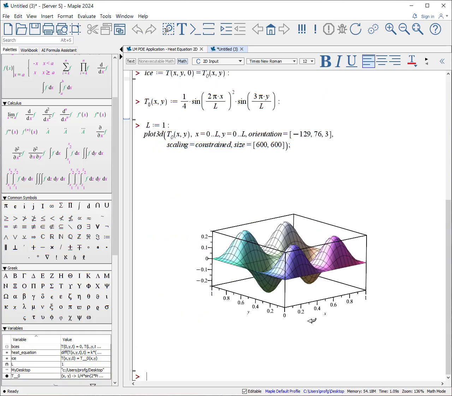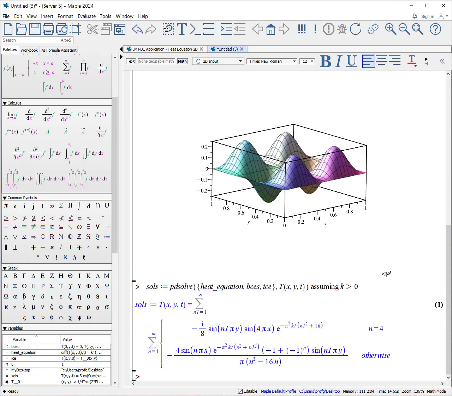What does our system look like? Initially, it looks something like this. Variations above and below the mean temperature. For simplicity of this particular set of solutions, I'm going to keep L equal to 1. And when you do, you end up with this double summation, which is not surprising, but it includes this term, which is imaginary at n equals 4.